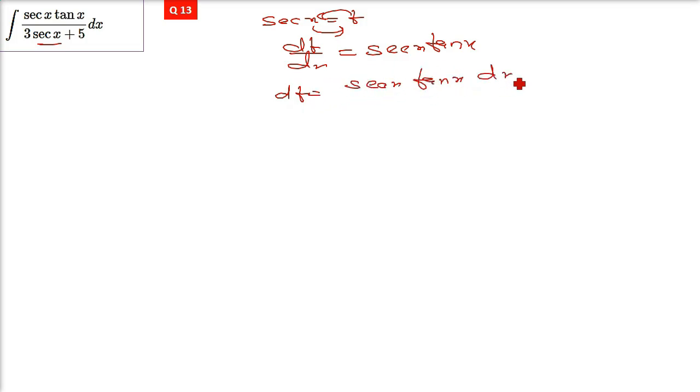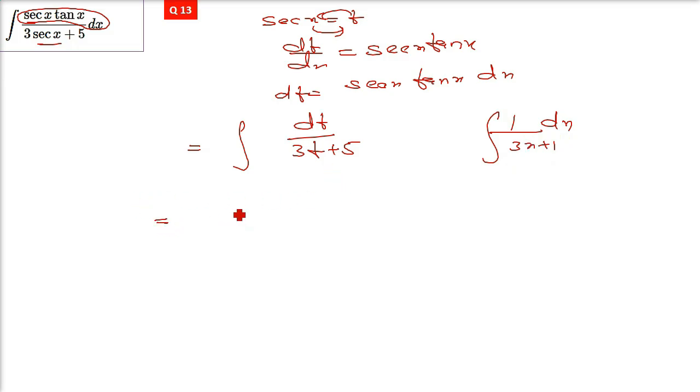What do you see here? This is nothing but the numerator. Denominator was 3t plus 5. So it's a form of ax plus b integration, and you know already what is the differentiation of that. So let me write sec x tan x dx as dt. The denominator is 3 sec x plus 5, for that we have 3t plus 5. So just imagine that this is dx by 3x plus 5. So we have a direct result out of it. If you assume it like this, the result will remain the same, ax plus b. So this will be ln of 3t plus 5, plus constant.